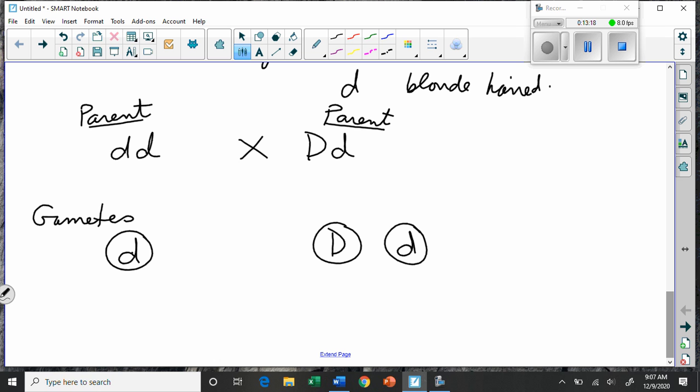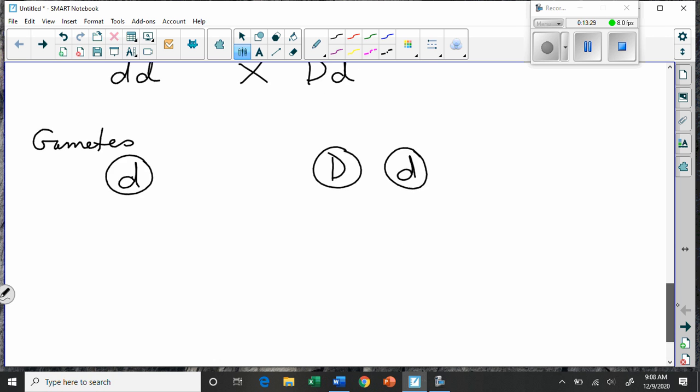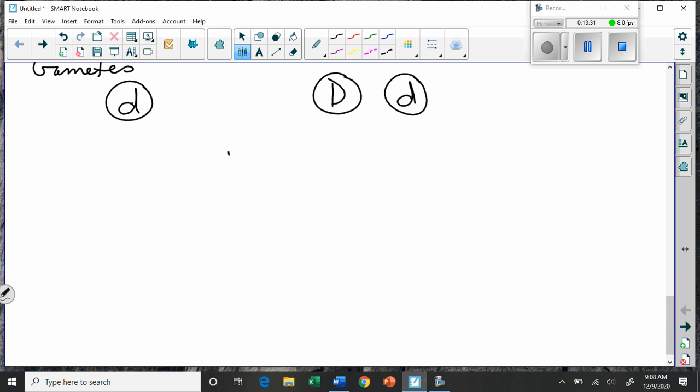Now, this step you can do in your head, obviously, because you can just look at it and say, well, there's one there and there's two there. But I'm doing it like this so everybody follows along. Once we know the gametes, we can draw our Punnett square. So we draw our Punnett square.